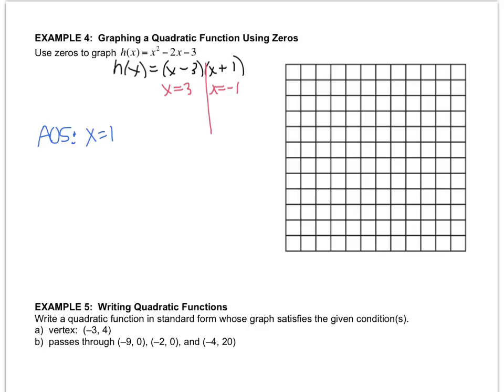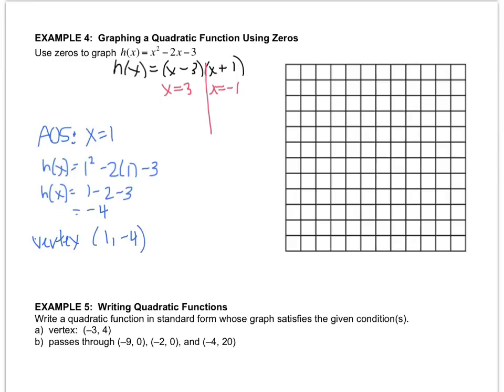Now I'm going to plug in 1 into my function and get the vertex. So h of x equals 1 squared minus 2 times 1 minus 3. So h of x equals 1 minus 2 minus 3, which is -4. So I'll write vertex, because I don't want to get it confused, is at 1, -4. So those are the parts I need to graph, and let's do it.